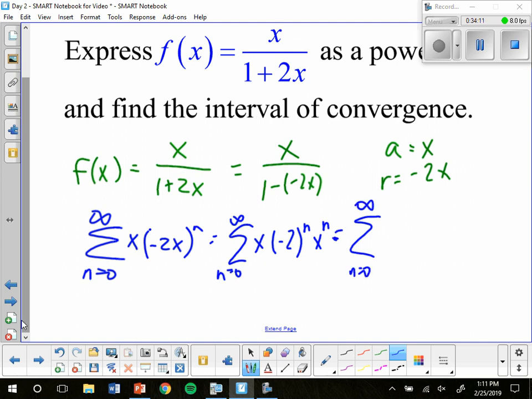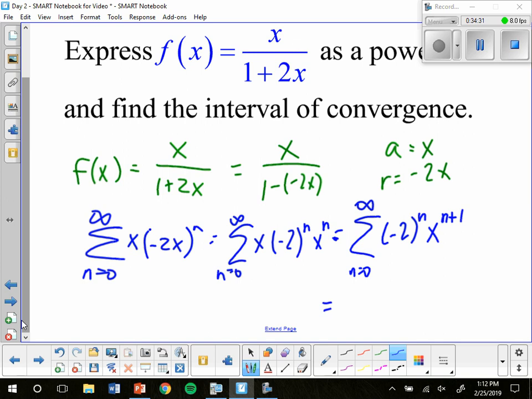How can I make that look even better? Add the x's. So I have 1 x here and n x's here. So how many do I have? x to the n plus 1. So my coefficient is negative 2 to the n, and my variable expression is x to the n plus 1.